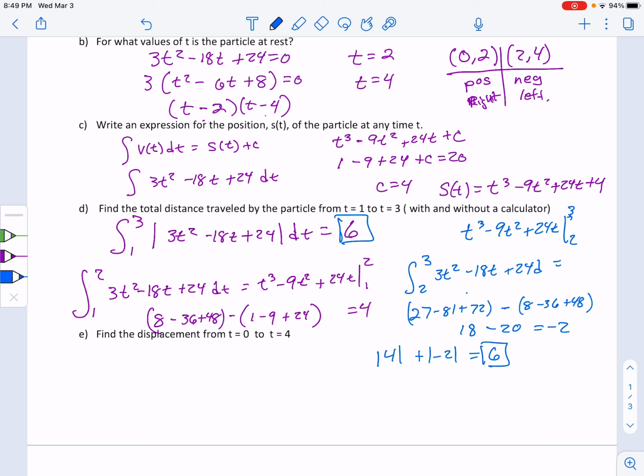Okay? You don't know how to do this without a calculator. You don't know how to do absolute value integration. So chances are on an AP exam you'd have to do this by hand. But you have a calculator in your hand, you can show your work.